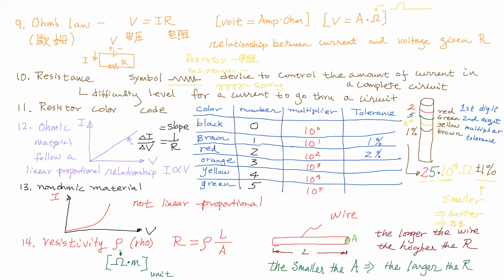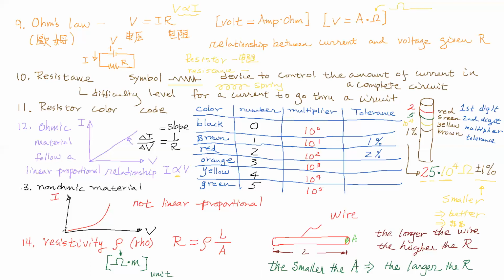All right, so ohmic material and non-ohmic material. Ohmic material is referring to a material that follows Ohm's law really well. So this is V is proportional to I. That's called ohmic because it's a linear proportional. So ohmic material follows a linear proportional relationship between I and V. This one here just means proportional. It's not an alpha, it's a proportional sign.